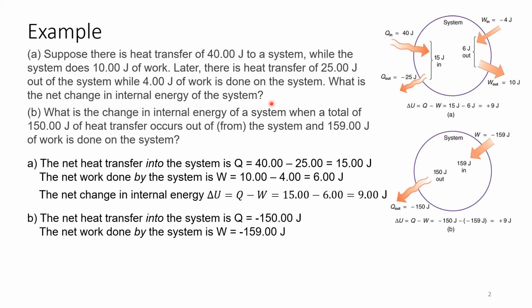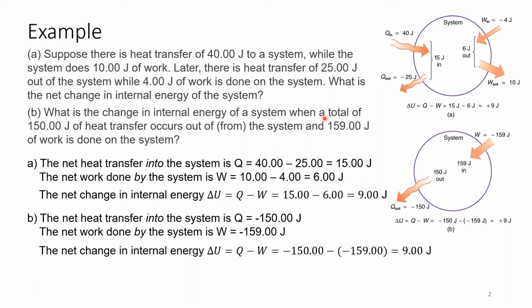So the net heat transferred, if we think into the system as positive, is minus 150.00 joule. And the net work done by the system, if we think by the system as positive, then the work is negative 159.00 joule. And then we use the first law of thermodynamics. The net change in internal energy is, again, delta U equals Q minus W. But this Q is negative 150 minus negative 159, and we have 9.00 joule.